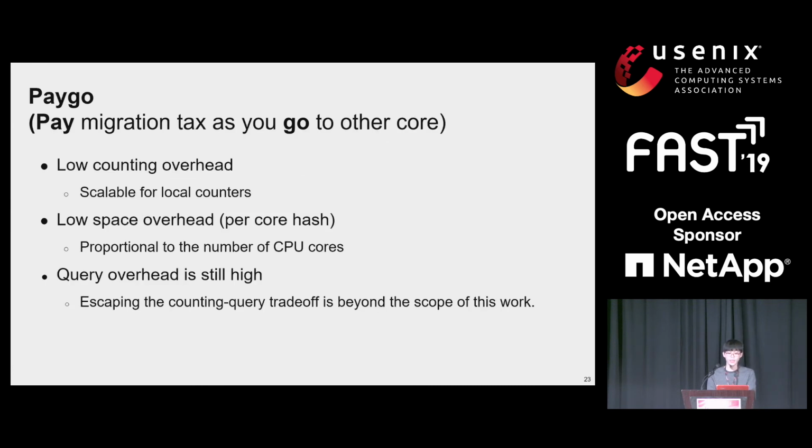The benefits of PayGo can be summarized as follows. The first, it has low counting overhead, since it allows the local processes to access the local counter using non-atomic instruction. The second, it has low space overhead because we only maintain a per-core hash. Despite these advantages, PayGo still has high query overhead, but escaping the counting-query tradeoff is actually beyond the scope of this work.